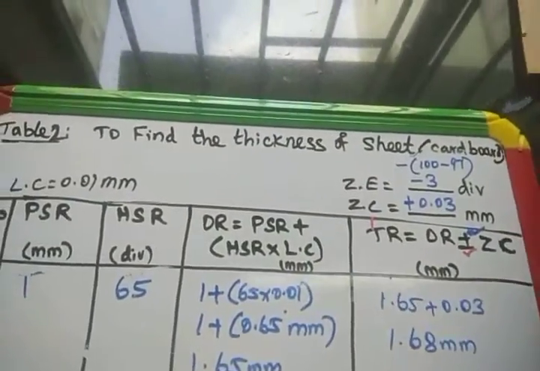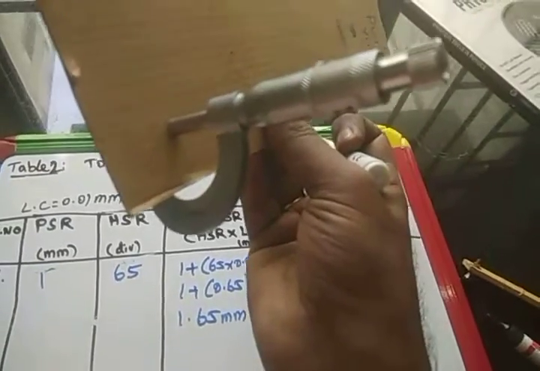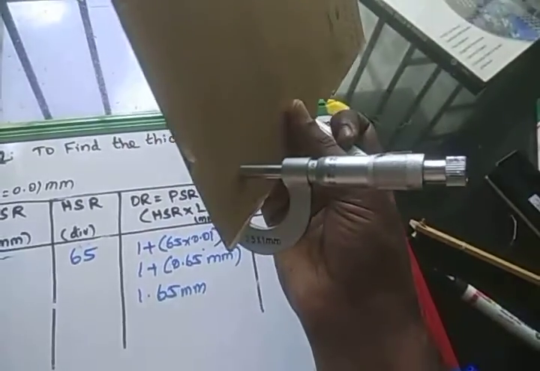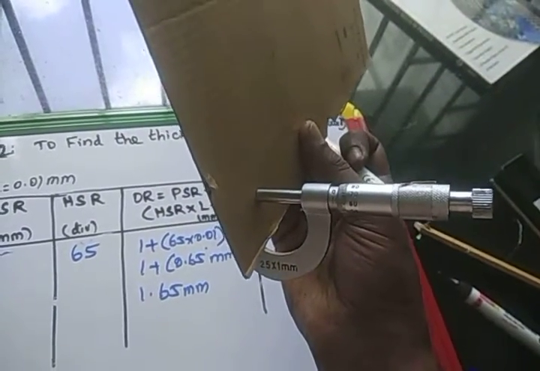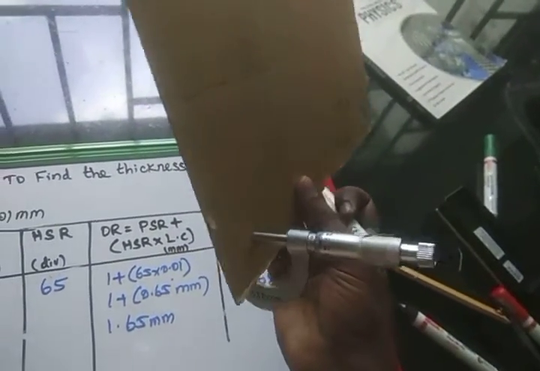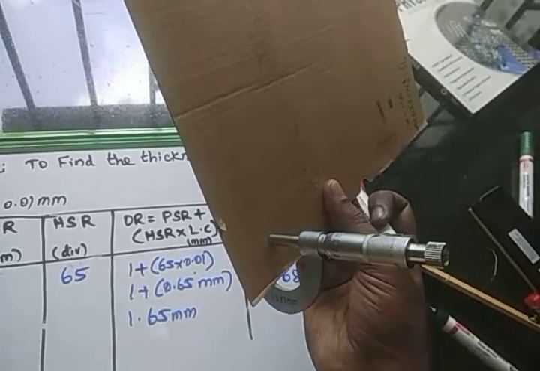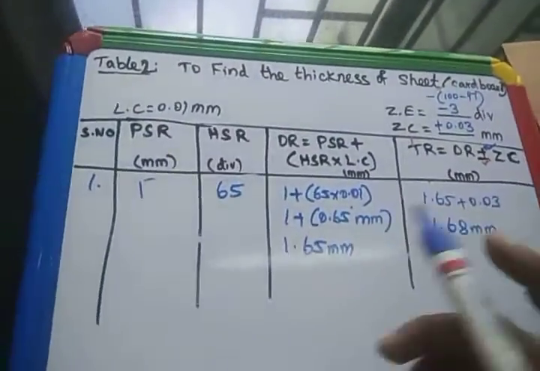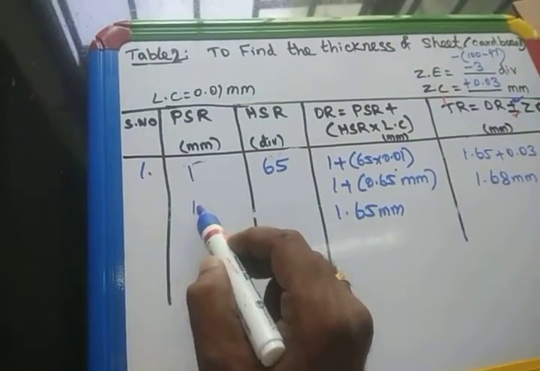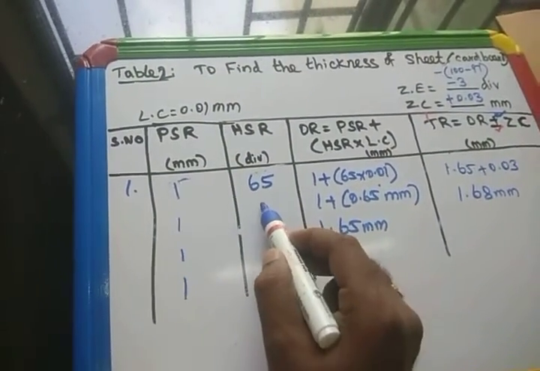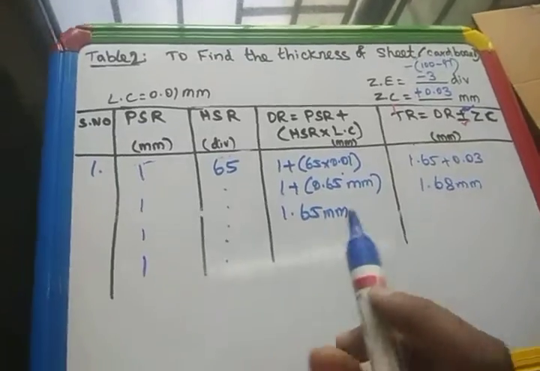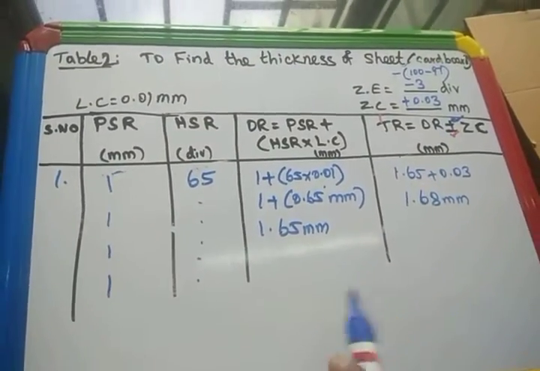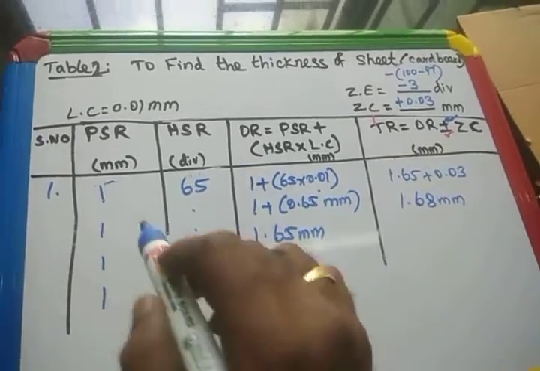Similarly, I will take the same cardboard and place the screw gauge in different positions on the cardboard. By seeing this cardboard itself, we are able to come to the conclusion that the thickness is uniform. Always this PSR will be the same value, but only the HSR value differs, provided not in all cases. If you are taking an irregular lamina, the PSR value will be different.